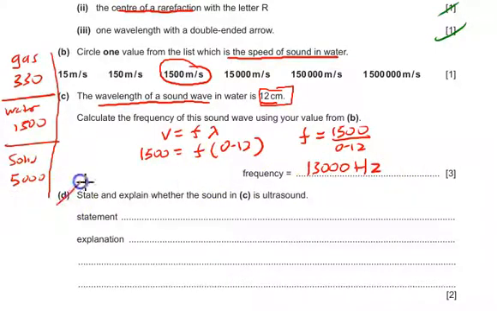Okay. State and explain whether the sound in C is an ultrasound. Our human hearing range is 20 hertz to 20,000 hertz. Anything beyond 20,000 hertz is called ultrasound, which means this one is not an ultrasound.